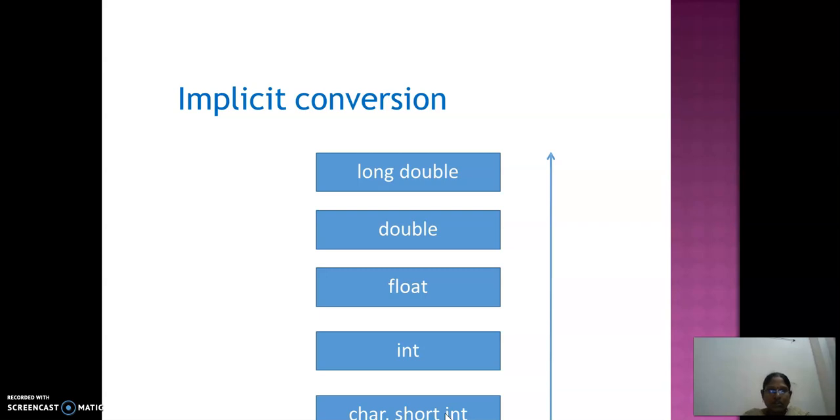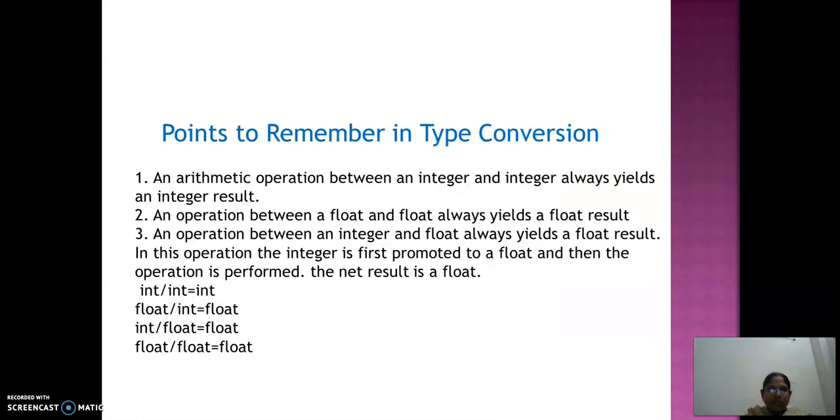So this is the hierarchy: long, double, float, int, and the last one is char, short, and int. These are your implicit conversions. That is, it will be done automatically from one data type to another type, and this is the hierarchy. So the top one will have the highest priority and the bottom one will have the least priority.